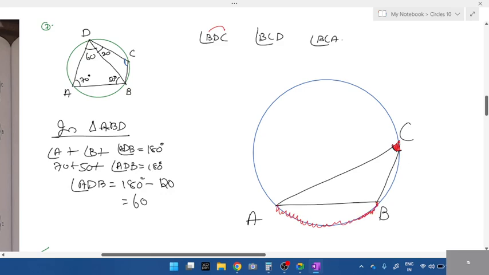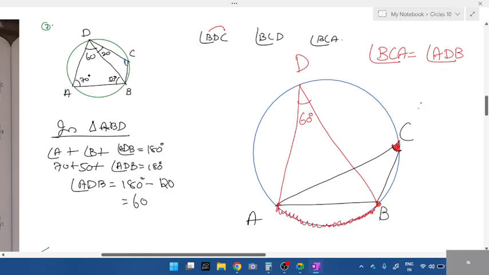See, if you have observed, within 5 seconds you'll have to answer. Which is the arc for this BCA? AB, right? On the same arc, which is the other angle? On the same arc. So which formula can we use? Circumference is equal to circumference. Yes, BCA is equal to ADB. What's the answer? 60.